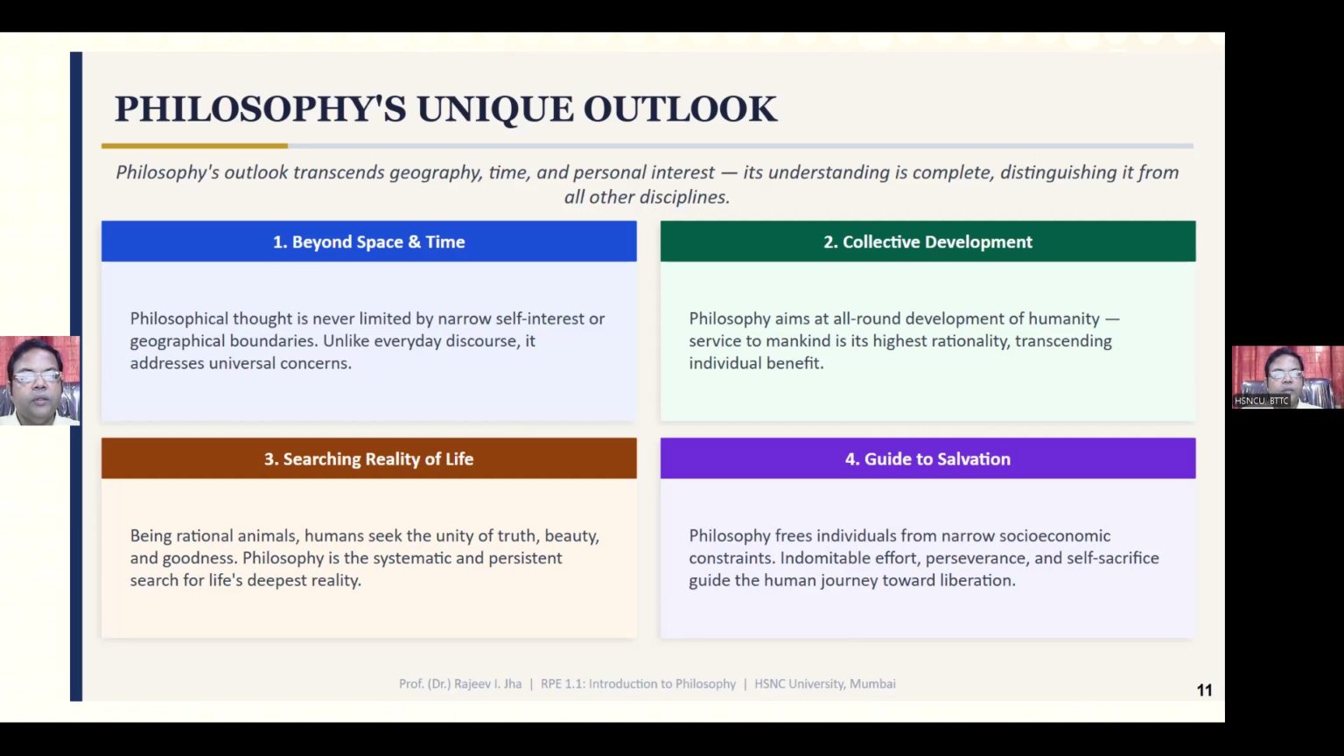Second, collective development. Philosophy does not serve narrow interests. It aims at the all-round development of humanity.